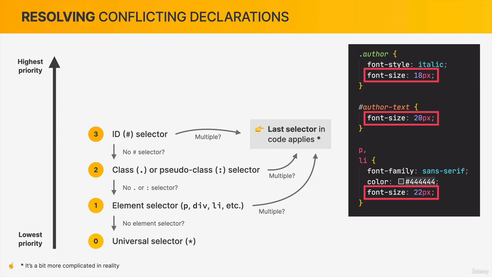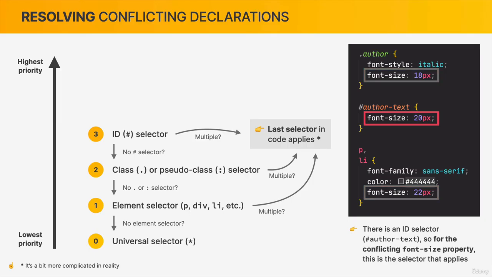All right? But now, going back to our example and taking into consideration the rules that we have here, we should now be able to resolve the conflict that we have here. So we have a class selector, then we have an ID selector, and then we have an element selector, right? So, based on the rules that we just learned here, it is the ID selector with the ID of author text that will decide the font size of this element. So for the conflicting font size property, it is this ID selector that actually gets applied.